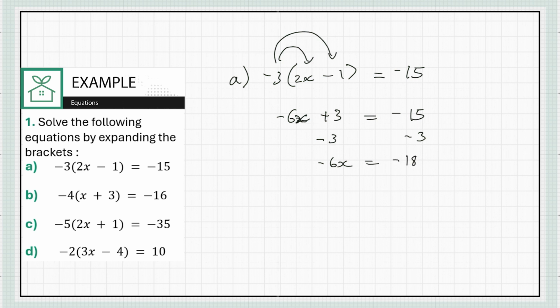Alright, now we just divide both sides by our coefficient, including the sign. So negative 6x divided by negative 6 is just x, and then we need to do negative 18 divided by negative 6. Because it's a negative divided by a negative, we know it's going to be a positive. So we just do 18 divided by 6, which is 3.